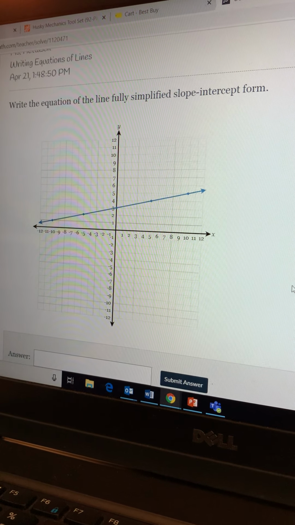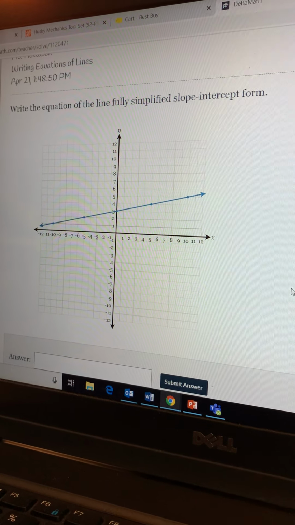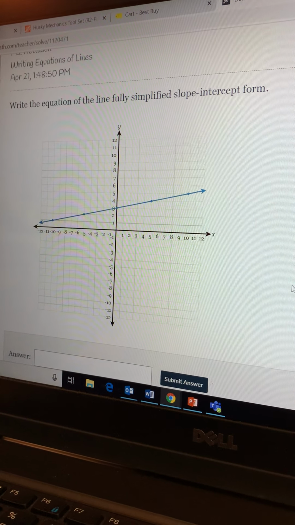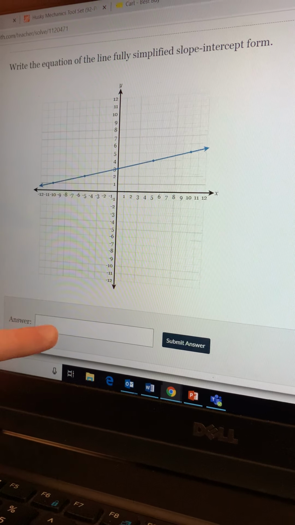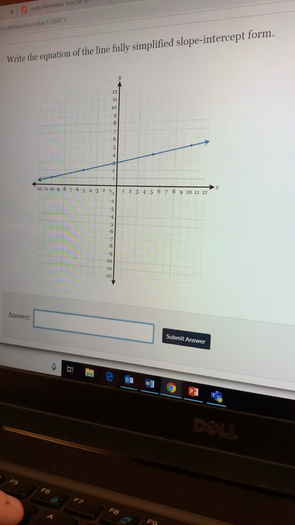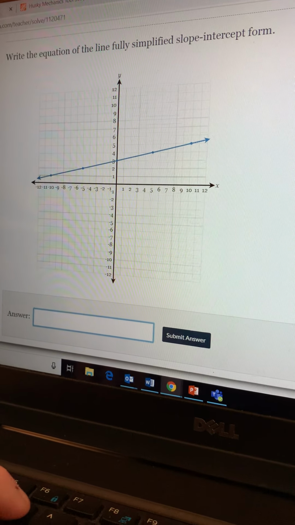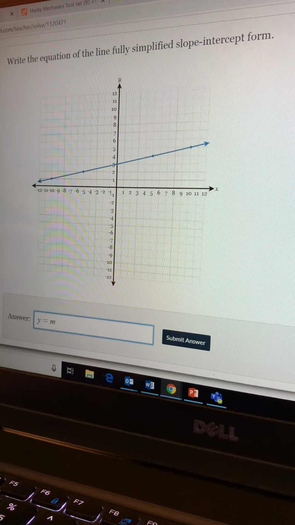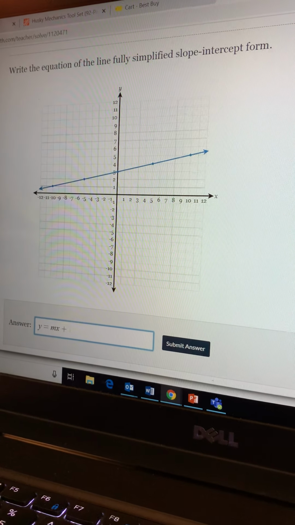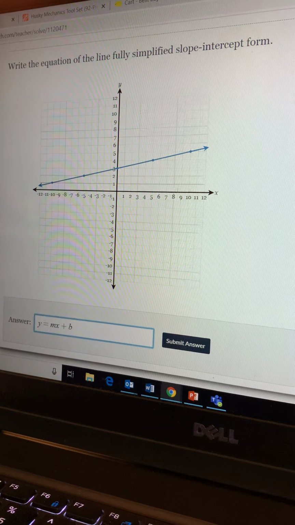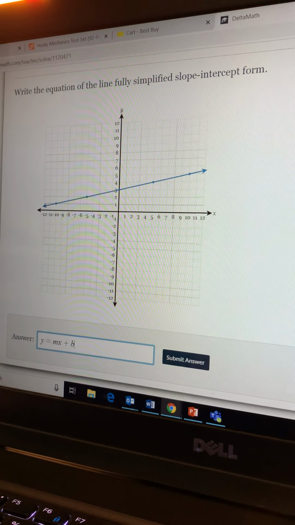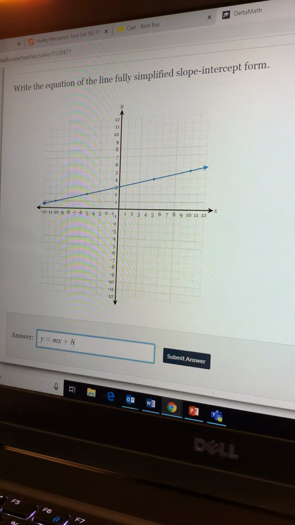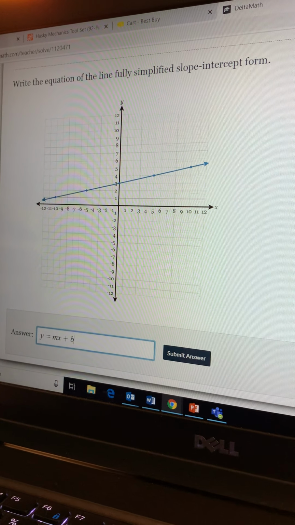Alrighty, so this is an example of the writing equations of lines problem on Delta Math. In order to start this problem, I like to first write in my answer, and we're going to write that in slope-intercept form, which is y equals mx plus b. So that's just the general equation of slope-intercept form. We're going to leave the y and the x as they are. We're just going to switch out the m and the b.